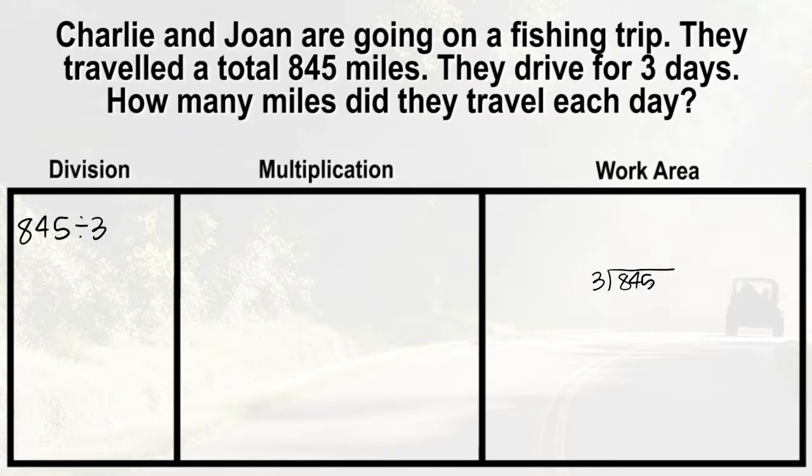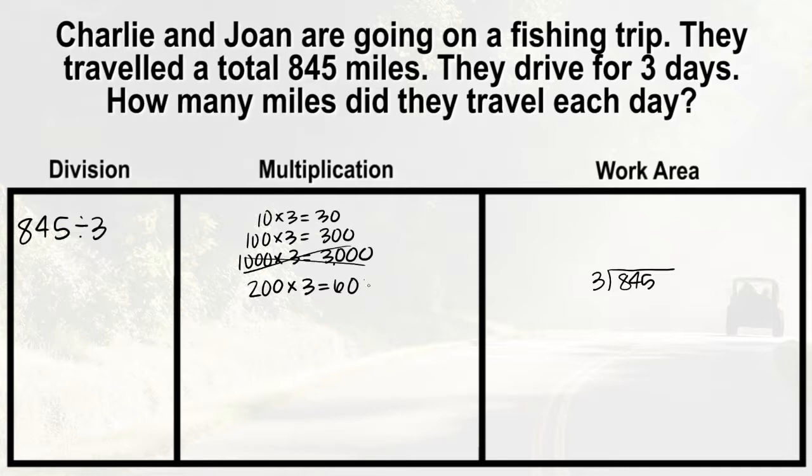We need to determine what partial quotient and partial product relationships will help us solve the problem. We want to multiply the divisor by powers of 10 until we get close to 845. 10 times 3 equals 30, 100 times 3 equals 300, and 1,000 times 3 equals 3,000. When we multiply 3 times 1,000, we get 3,000, which is greater than our dividend. Let's look back at 100 times 3. 300 is less than 845. If we double it, will we get closer to 845? 200 times 3 equals 600. Yes, we are closer. Let's use 200 times 3.